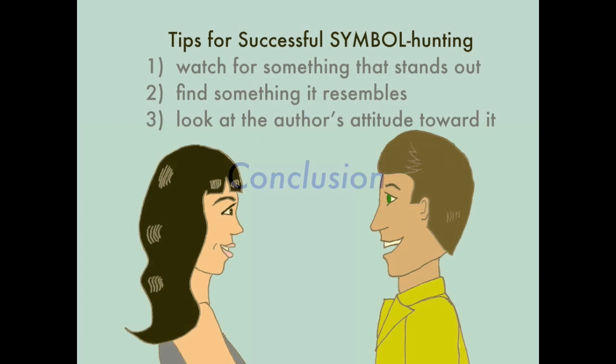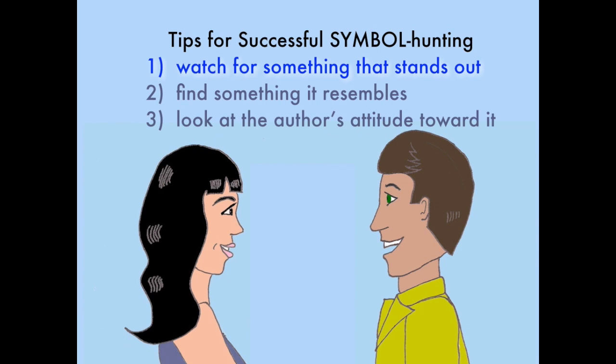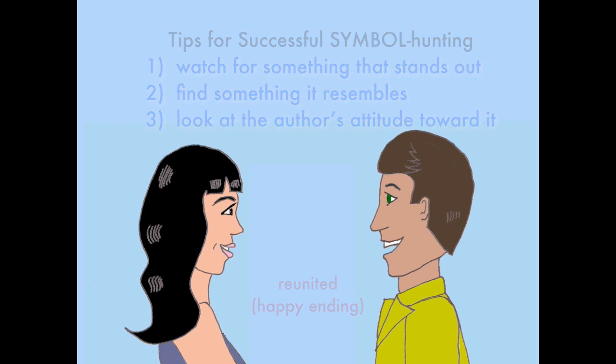Just remember, one: find something that stands out in the book that seems to call attention to itself and look at the context around it. Next, two: does that thing resemble something else in the book or in the world in general? One could be a symbol for the other. And three: look at the author's attitude towards it. Whatever we're supposed to feel about the symbol, we're also supposed to feel about the thing the symbol represents.